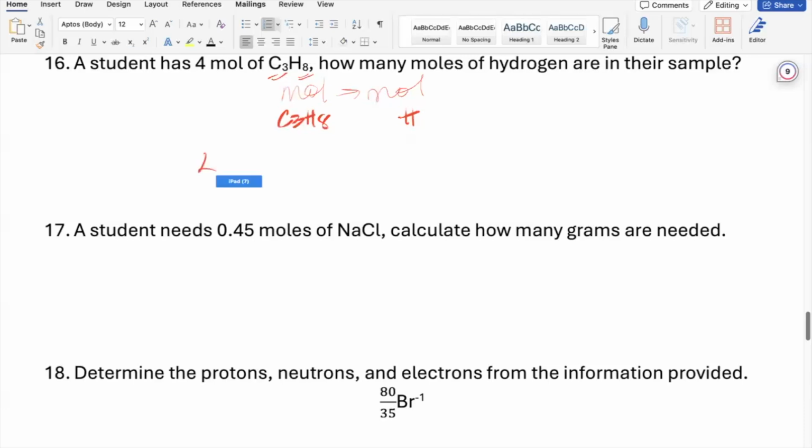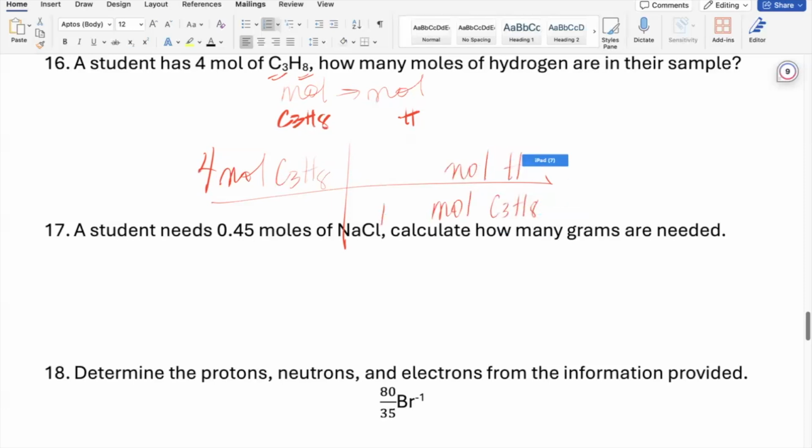So we're going to start with 4 moles of C3H8, right? And now we want to know for every 1 mole of C3H8, how many hydrogens are there? All right, we're going to use the internal numbers like I said. So for every 1 mole of C3H8, there are 8 H's. All right, so now we're out of moles of the entire molecule and into moles of just H's. So the final answer for this is 32 moles of hydrogen.